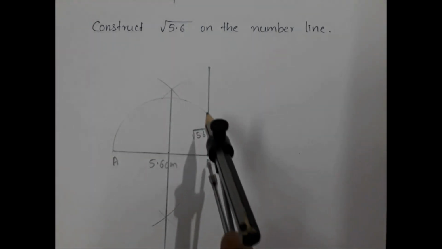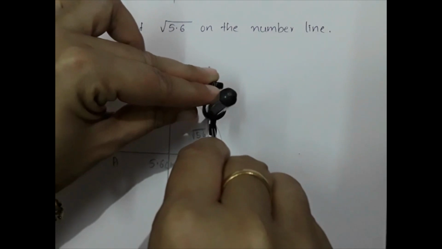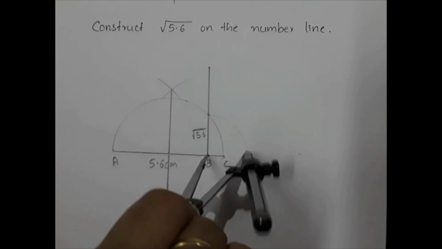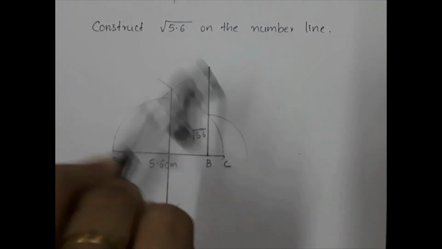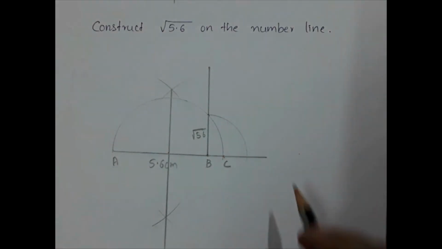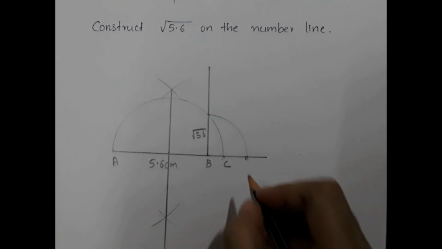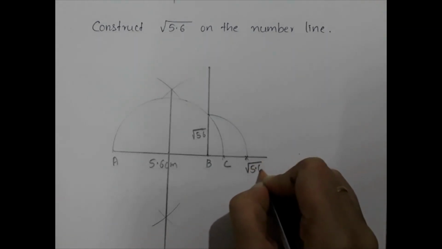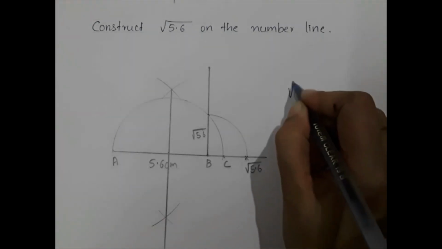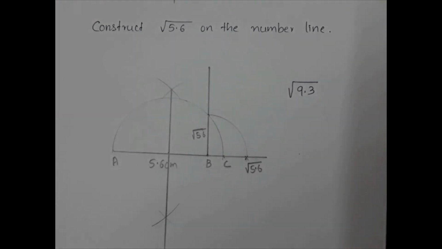So for that purpose, what you have to do is, from the point B to that point, draw the arc, extending this line. This point represents root 5.6. Okay, one question you have to do by yourself, that is construct root 9.3 on the number line.